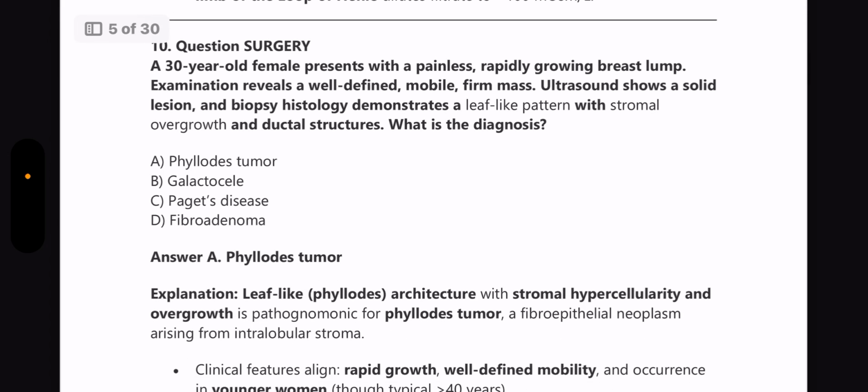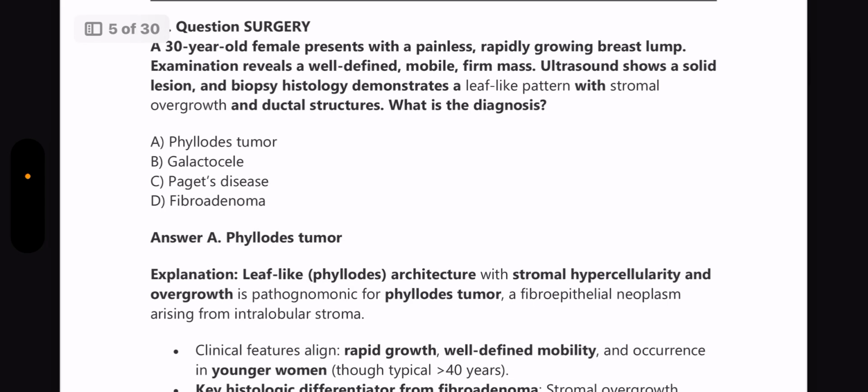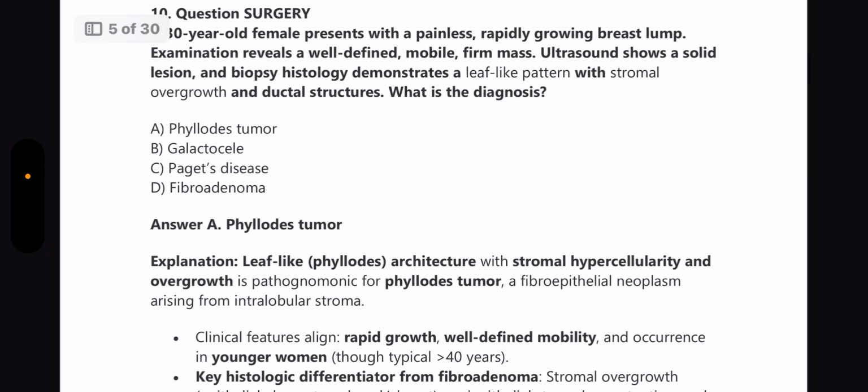A 30-year-old female presents with painless, rapidly growing breast lump. Examination reveals a well-defined mobile firm mass. Ultrasound shows a solid lesion and biopsy histology demonstrates a leaf-like pattern with stromal overgrowth and ductal structures. What is the diagnosis? So again, this leaf-like pattern here is the catch point and that points towards the Phyllodes tumor. So very important. And this question is also related to pathology as well because the biopsy histology of leaf-like pattern can be related to the patho aspect of this question.